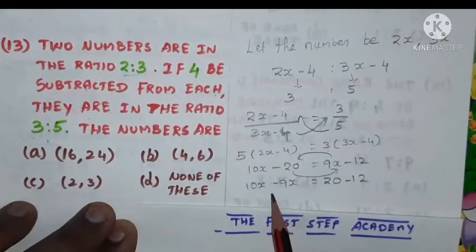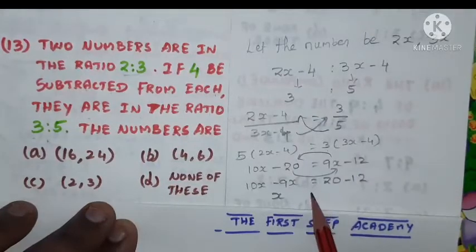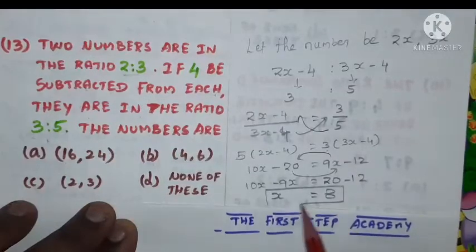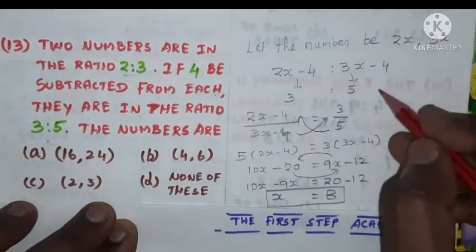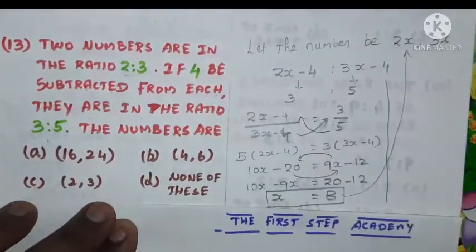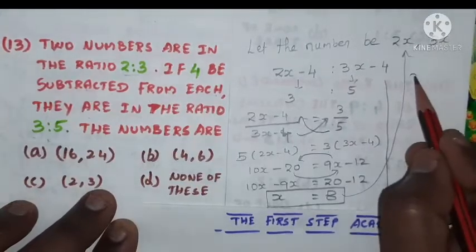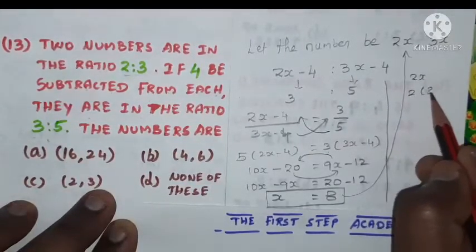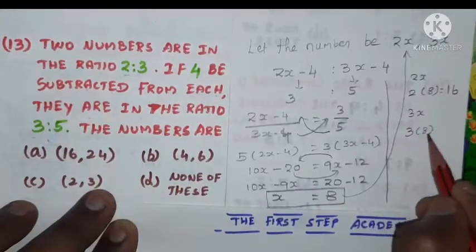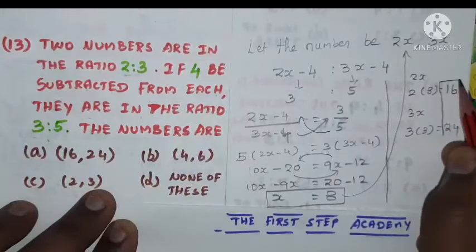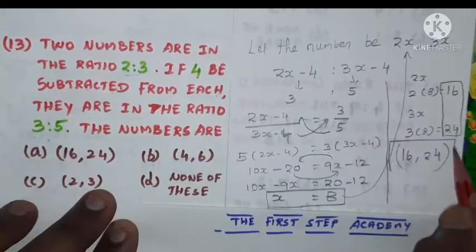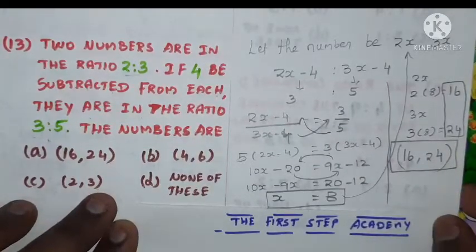Hence 10x minus x is x, which is equal to 20 minus 12, which is 8. So we got the x value, x is 8. Substitute the x value into the numbers, because we assumed 2x and 3x. So 2x is 2 into 8, which is equal to 16, and 3x is 3 into 8, which is 24. So those two numbers are 16 and 24.